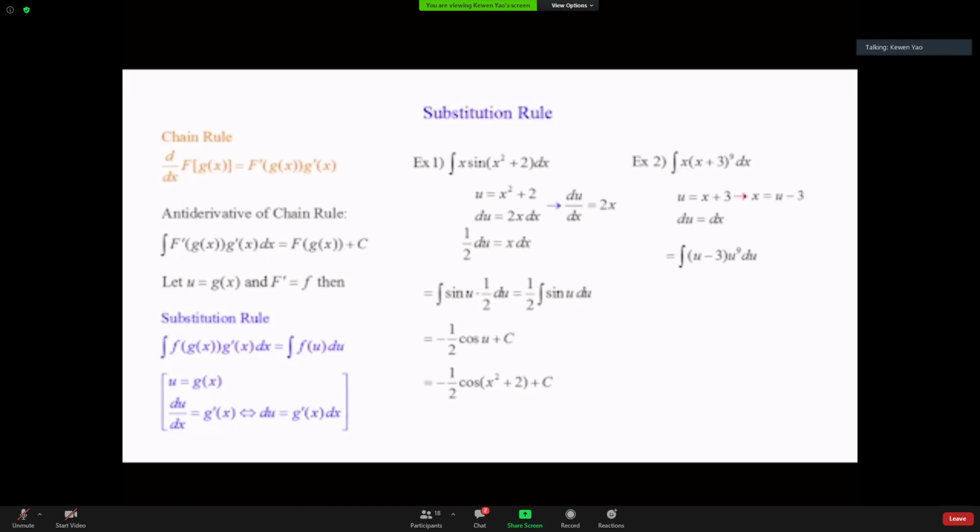Multiply this out, and we have the integral of u to the 10th minus 3u to the 9th, which is u to the 11th over 11 minus 3u to the 10th over 10 plus C. Plug back in u, and we have a final answer of 1 over 11 times (x plus 3) to the 11th minus 3 over 10 times (x plus 3) to the 10th plus C.